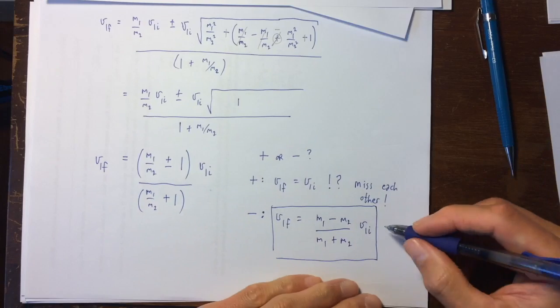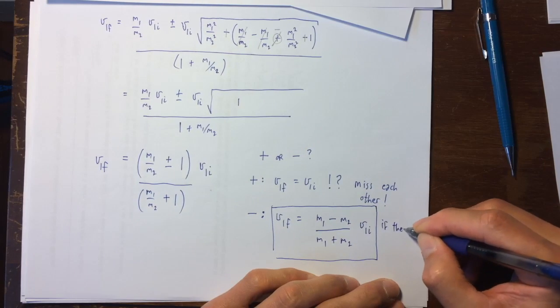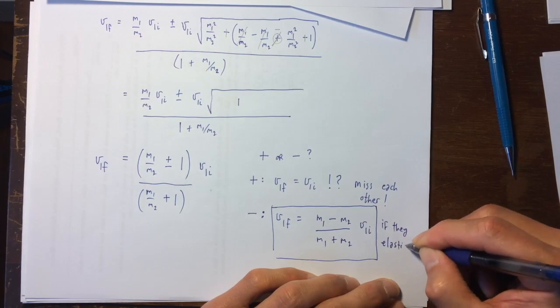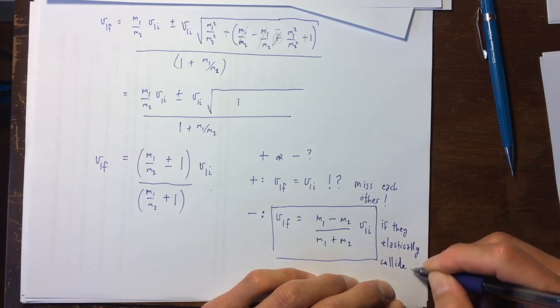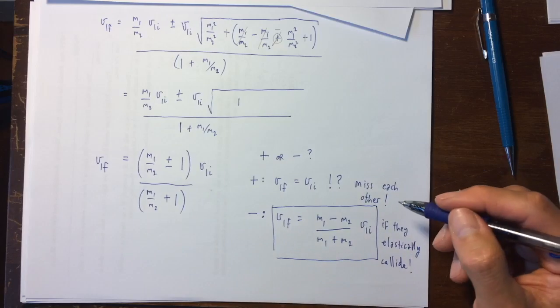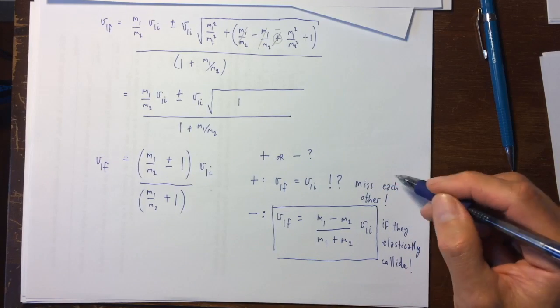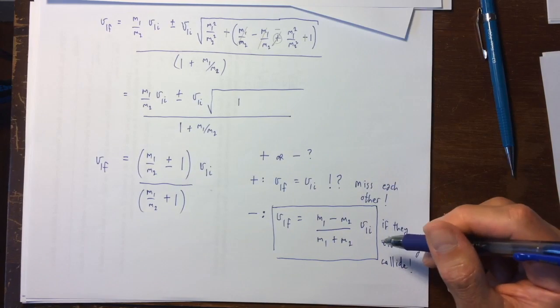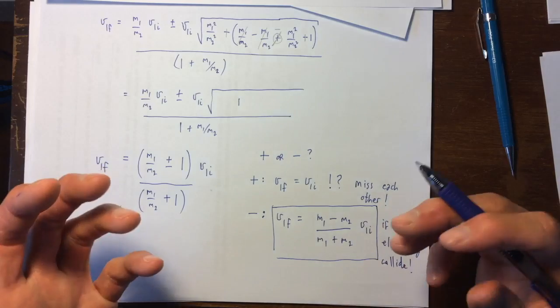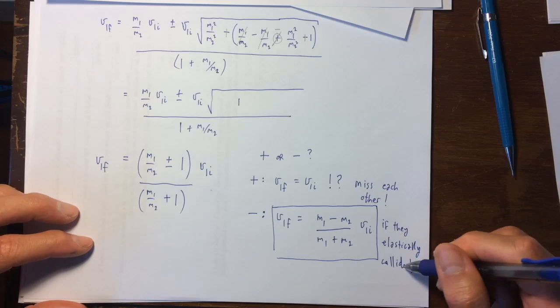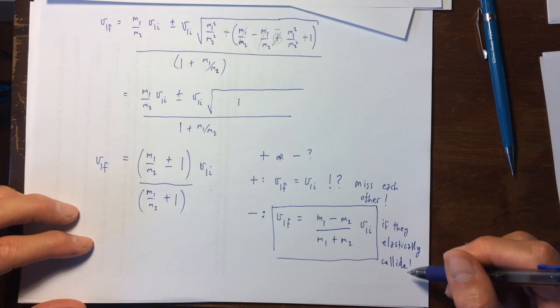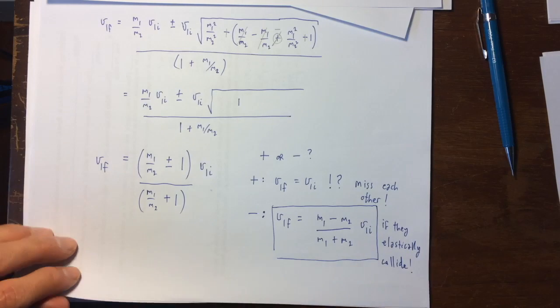So if they elastically collide, missing each other is considered elastic. Momentum is conserved. Also, the kinetic energy before and after the miss is the same. That's trivial. But this is if they actually do exchange momentum and kinetic energy, like this.